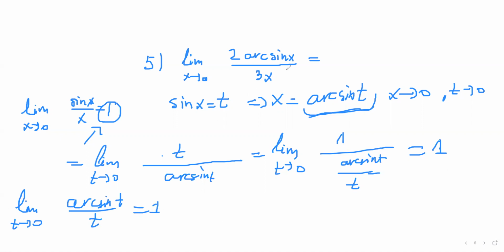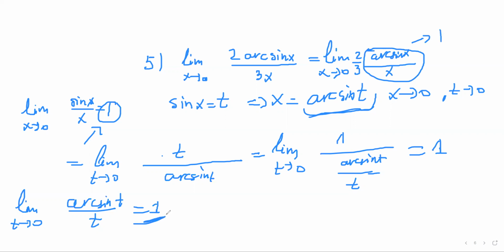If we apply this to our given function, then it's going to be the limit as x tends to 0 of 2 out of 3 times arcsine x divided by x. This limit tends to 1, as we have already proved. So it's going to be 2 out of 3.